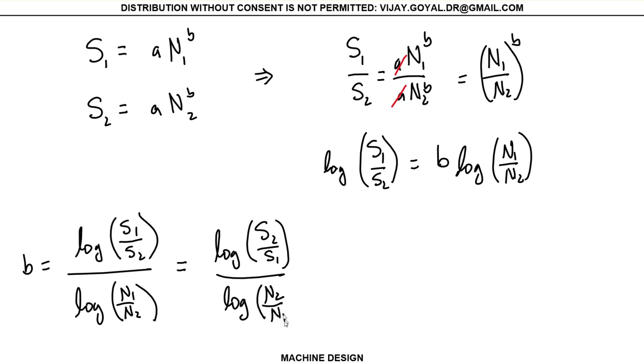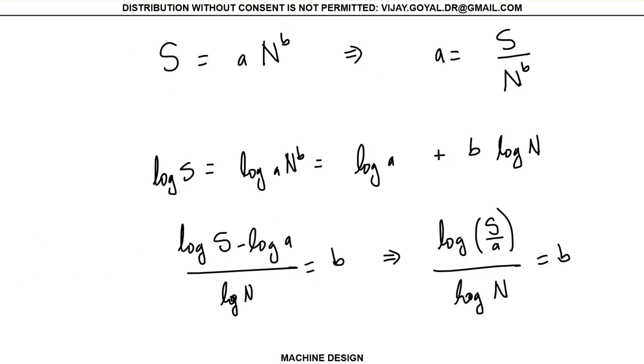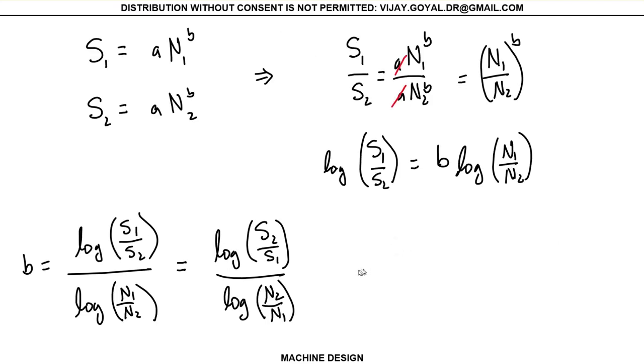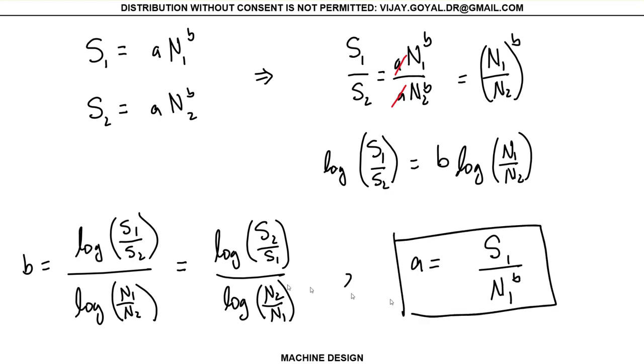So if I had my B, then I can just use this equation to find my A. Then I could say A is equal to any of these, let's say S1 divided by N1 to the power B. So that's how you will find the values of A and B.